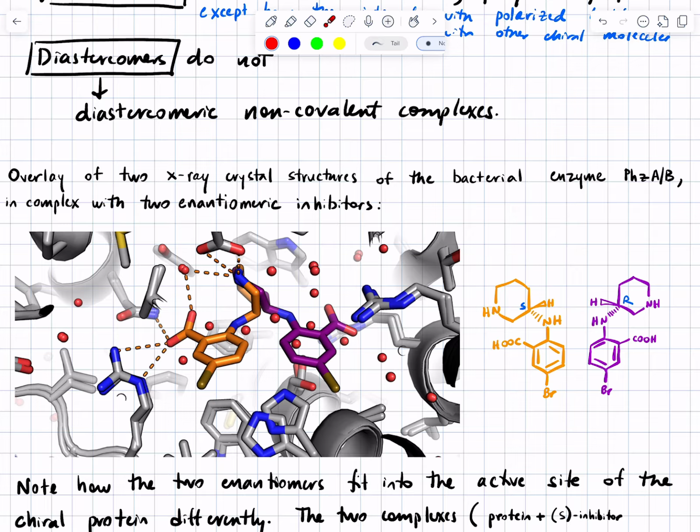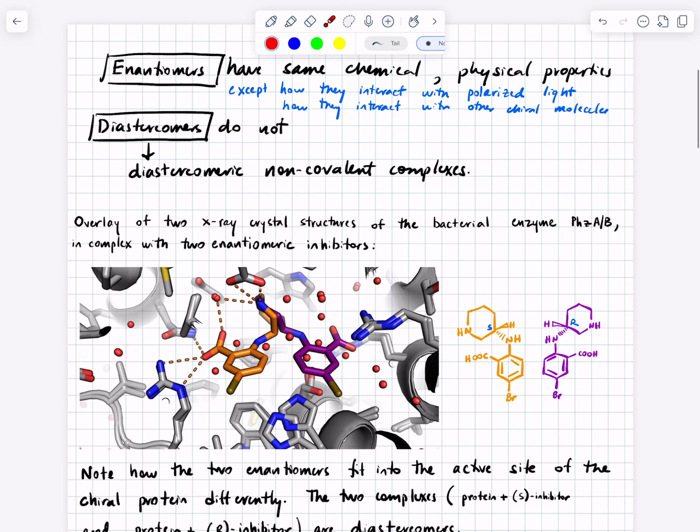Okay, so that you must understand to appreciate what's coming next. Chiral molecules bind to proteins differently, okay, because the non-covalent complexes are diastereomers of each other. Questions about that?